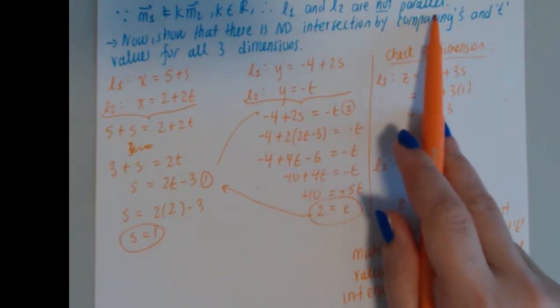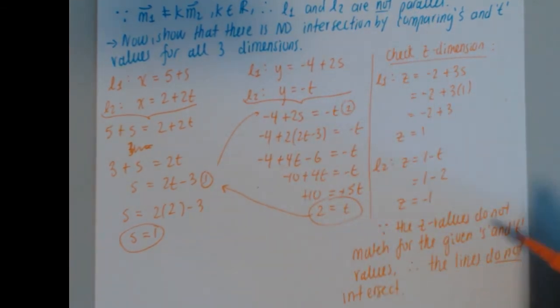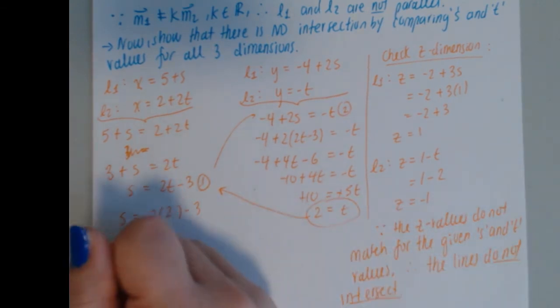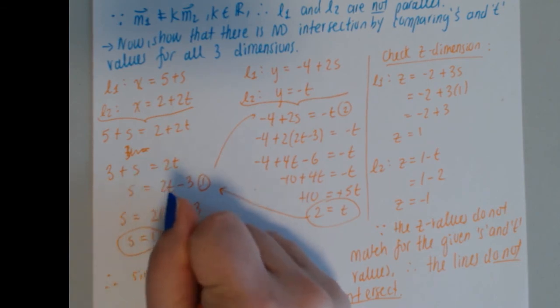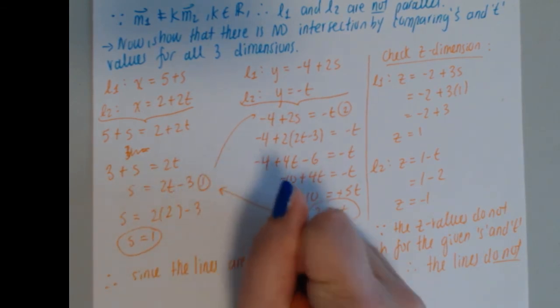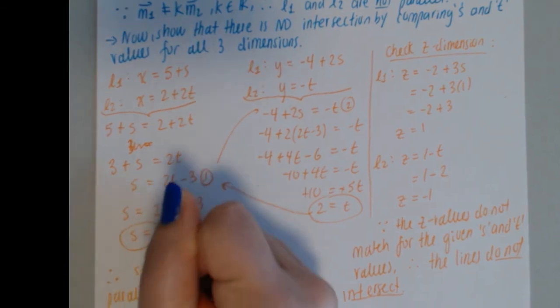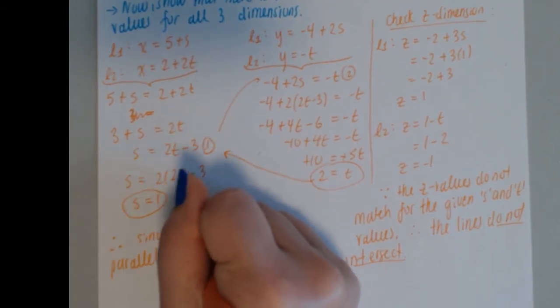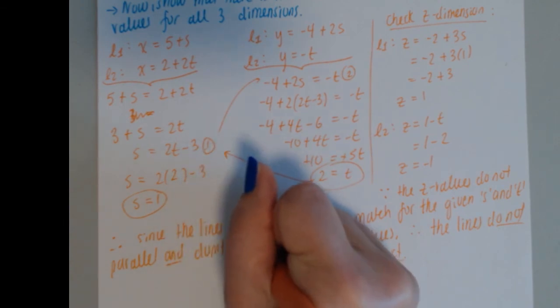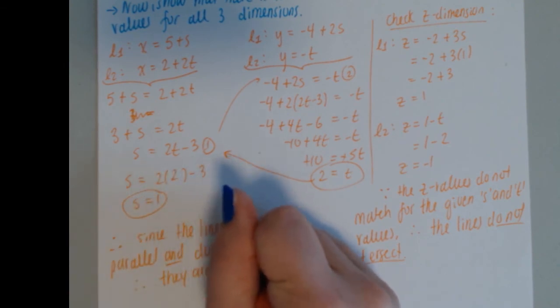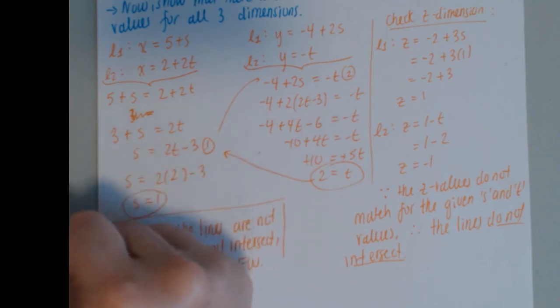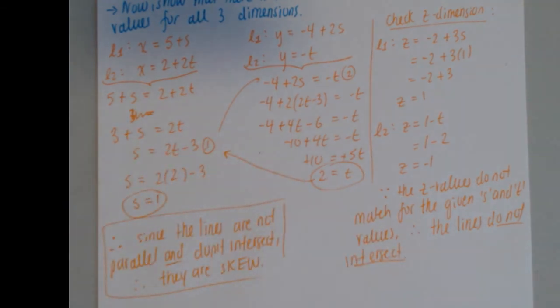Now, we proved at the beginning that they are not parallel, and now we have proven that they do not intersect. And so our last statement, therefore, since the lines are not parallel and don't intersect, therefore they are skew. And this is what we've been asked to prove. So this is our final statement. Okay. So that is the end of example 4.